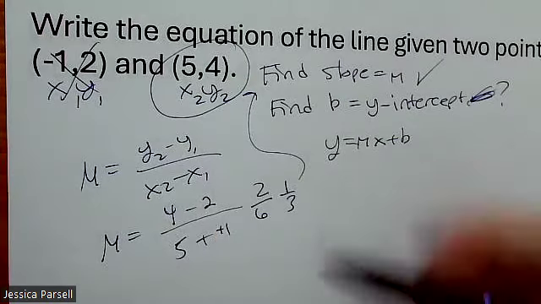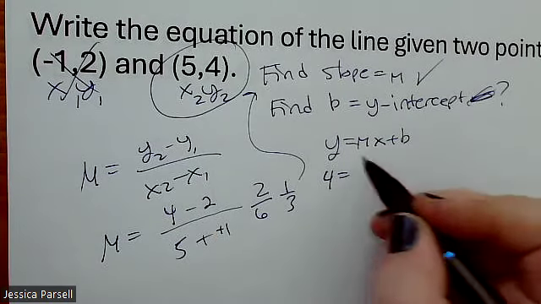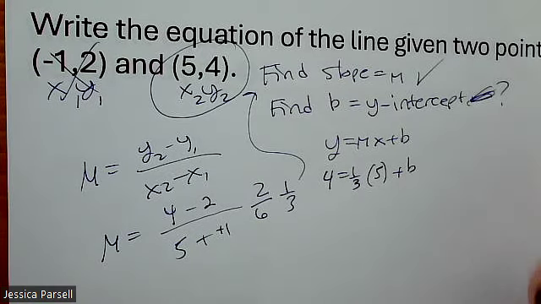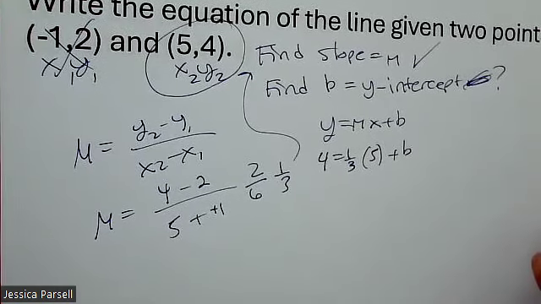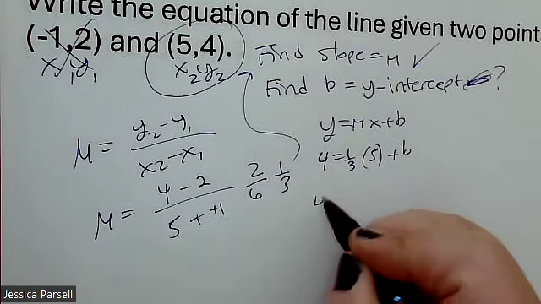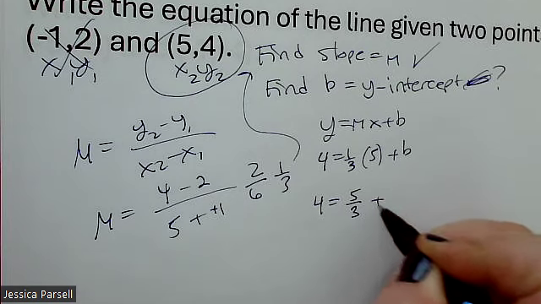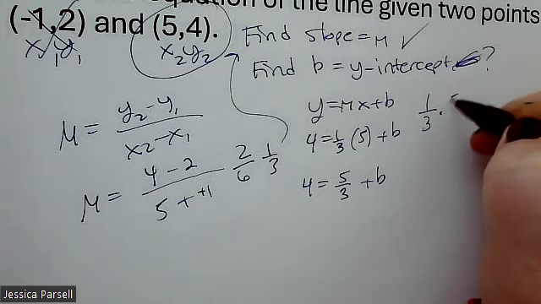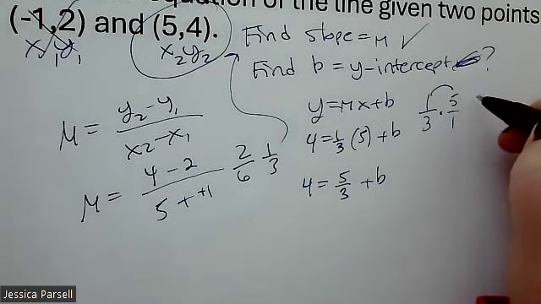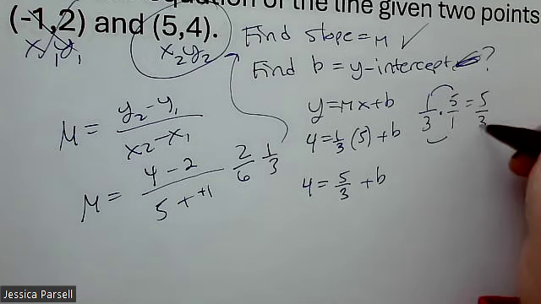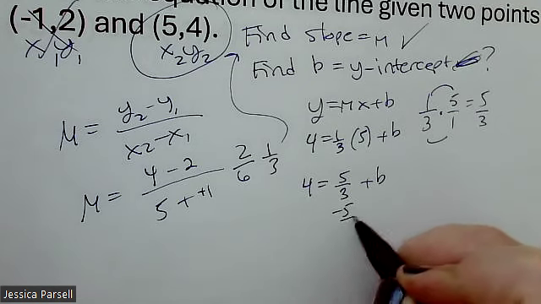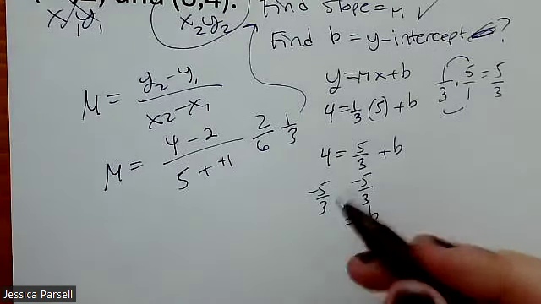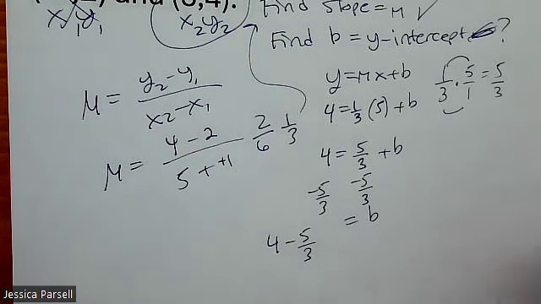So I'm going to do a 4 for my y equals 1/3, which is the m, times x, which is 5, plus b. So we're going to do 1/3 times 5, which becomes 5/3 plus b. 1/3 times 5 over 1 becomes 1 times 5 equals 5, and 3 times 1 equals 3. Now I'm going to subtract 5/3 from this side so I can figure out what b is. Well, b is going to be whatever 4 minus 5/3 is.